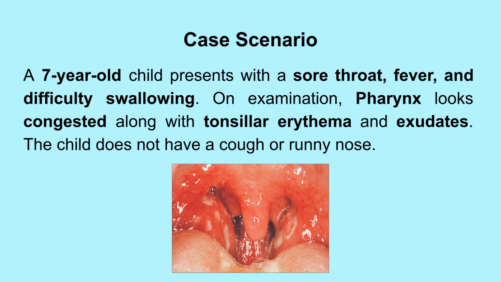caused by Streptococcus pyogenes. The presence of tonsillar exudates, fever, and absence of cough are part of the CENTOR criteria, which help clinicians predict the likelihood of streptococcal pharyngitis and guide decisions about whether to perform rapid strep testing or prescribe antibiotics. Why is it important to identify streptococcal pharyngitis?